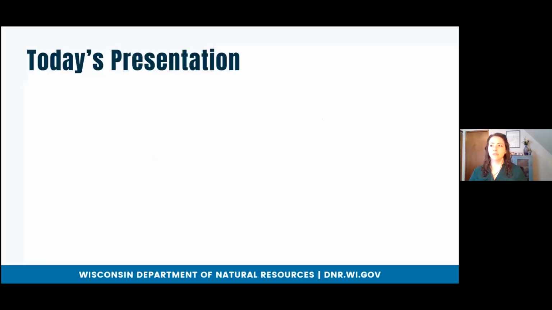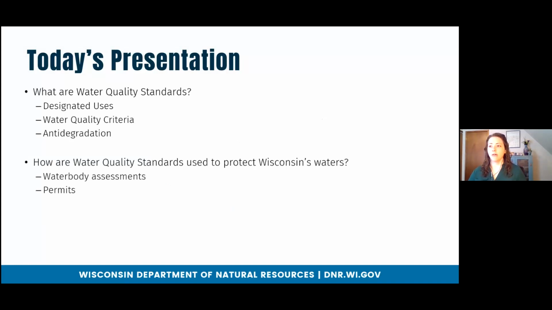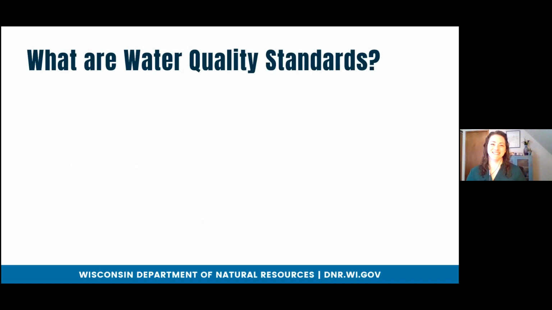So I'll start out by just giving you an overview of our presentation. I'm going to give you a summary of what water quality standards are, the three things that make up water quality standards. And then I'm going to talk about how we use water quality standards to protect Wisconsin's waters. And then, like I said, we're going to go into the development of a certain type of criteria as an example. So, what are water quality standards?